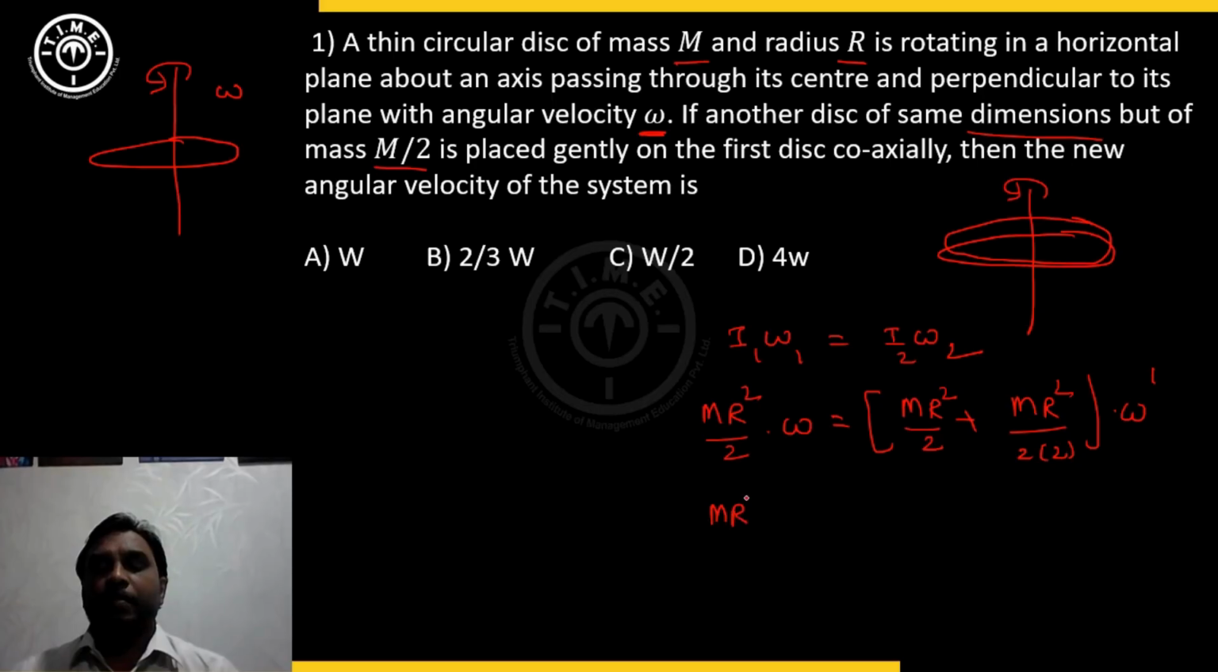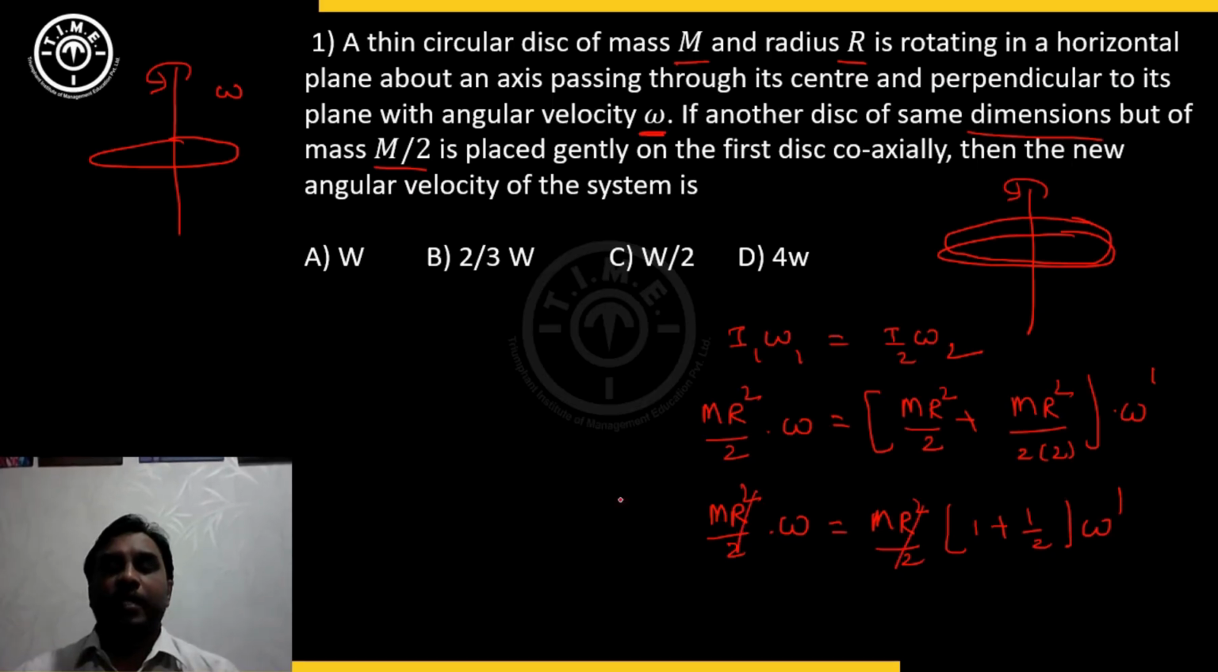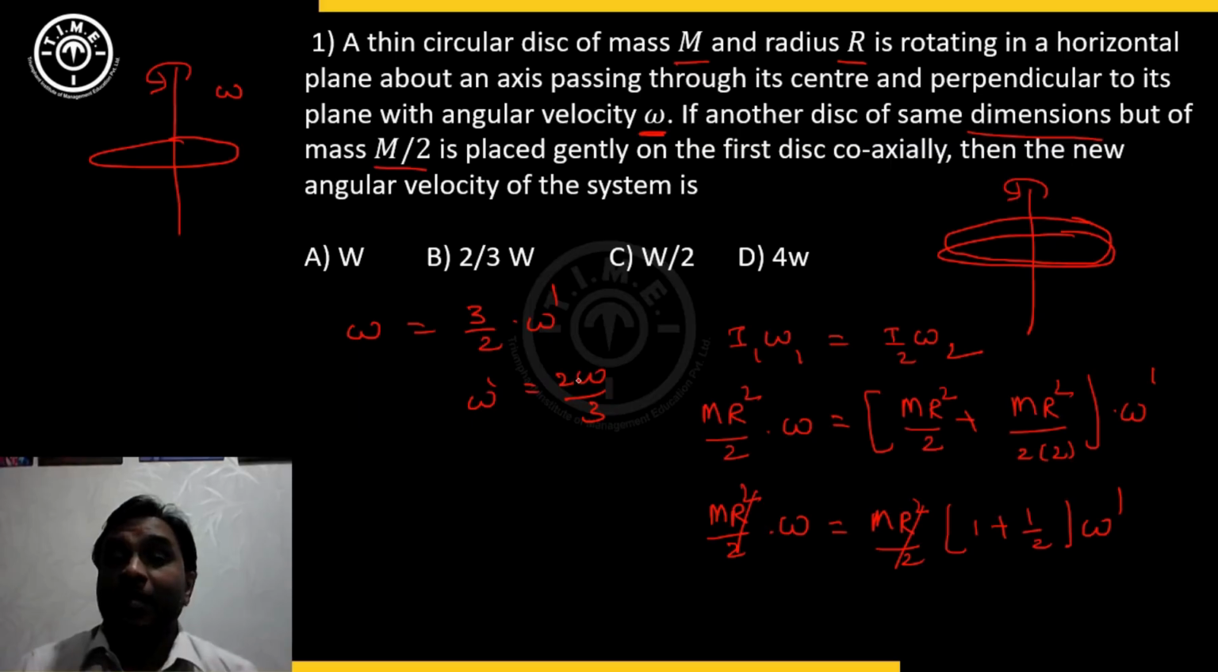That mathematics: mr square by 2 into omega. Now I am taking mr square by 2 common, so left with 1 plus 1 by 2 omega prime. mr square by 2 gets cancelled. We can write omega is equal to 3 by 2 times omega prime. Then omega prime will be 2 omega by 3, which is less than omega.